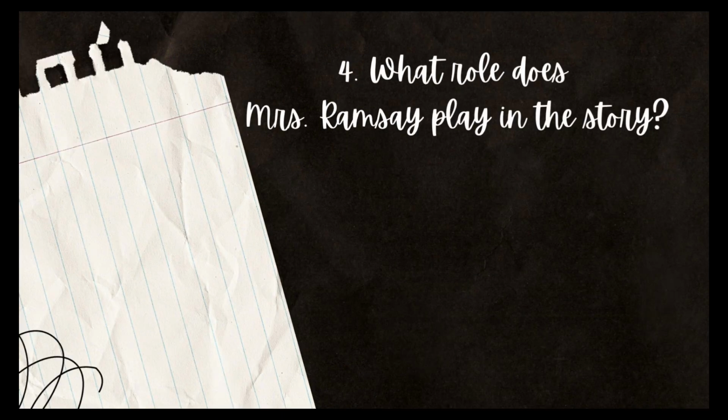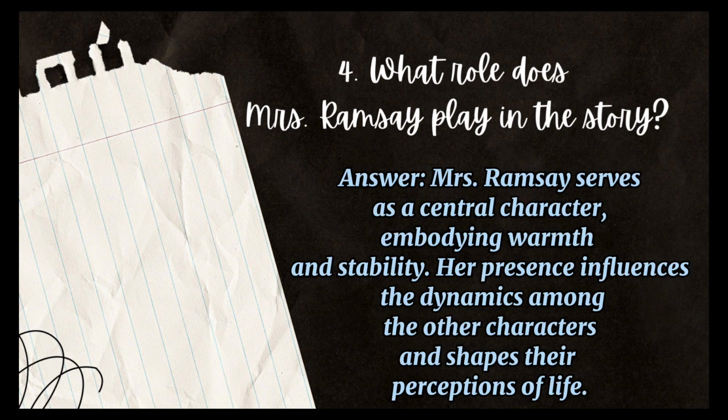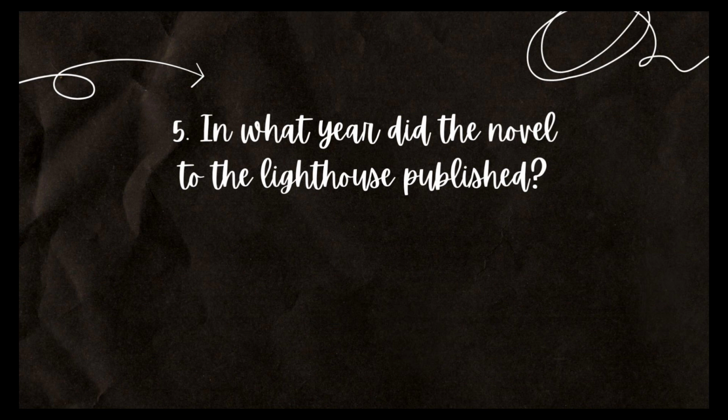Fourth is, what role does Mrs. Ramsay play in the story? The answer is, Mrs. Ramsay serves as a central character, embodying warmth and stability. Her presence influences the dynamics among the other characters and shapes their perceptions of life. The last question is, in what year was the novel To the Lighthouse published? The correct answer is 1927.